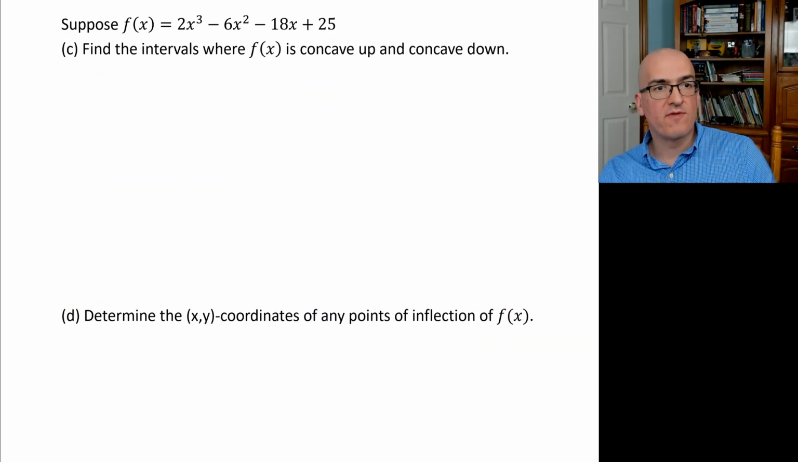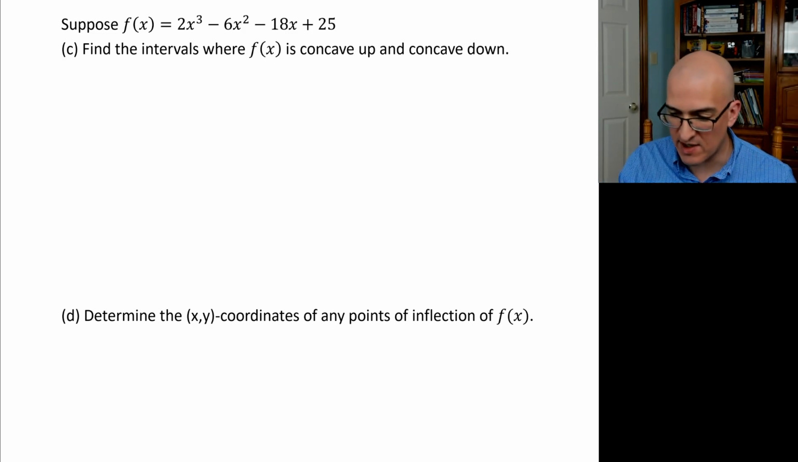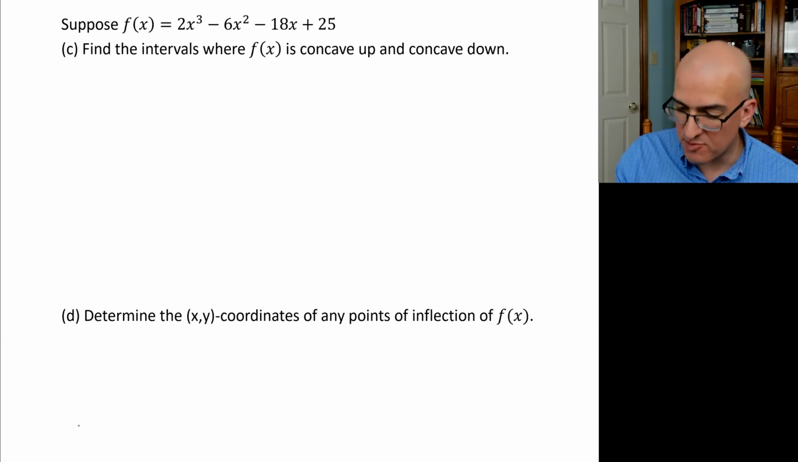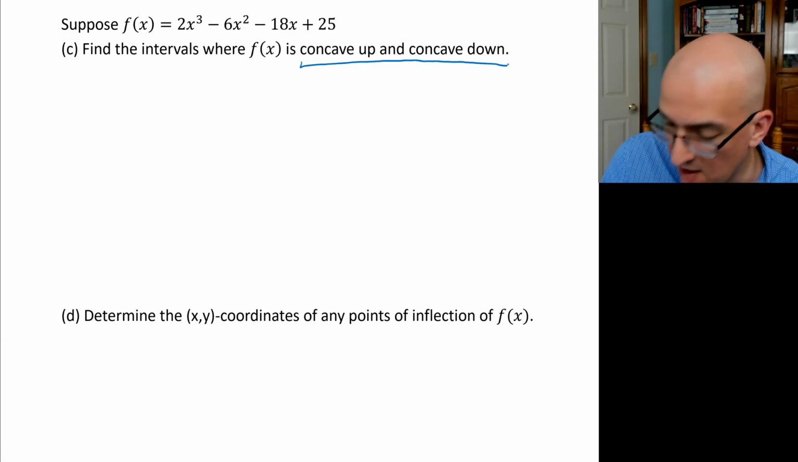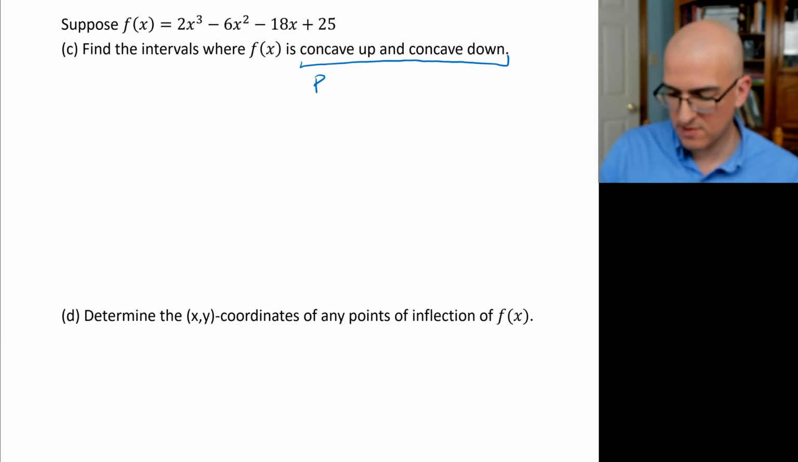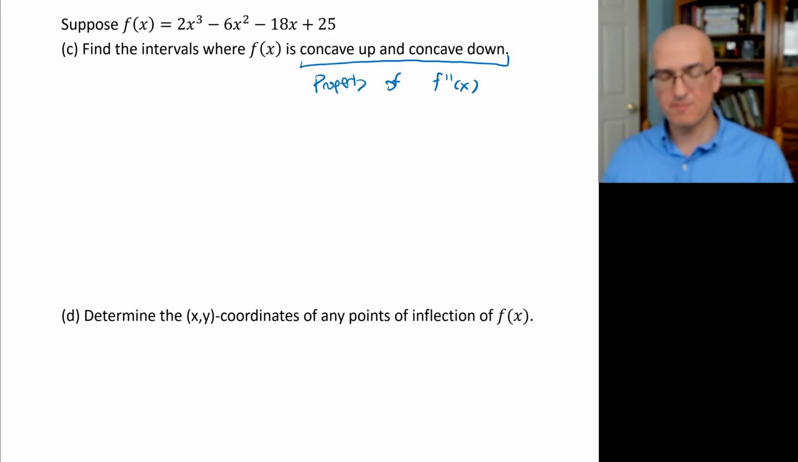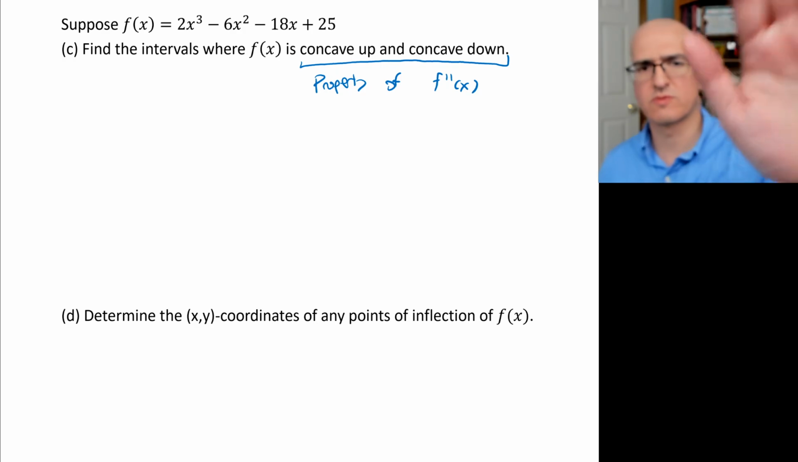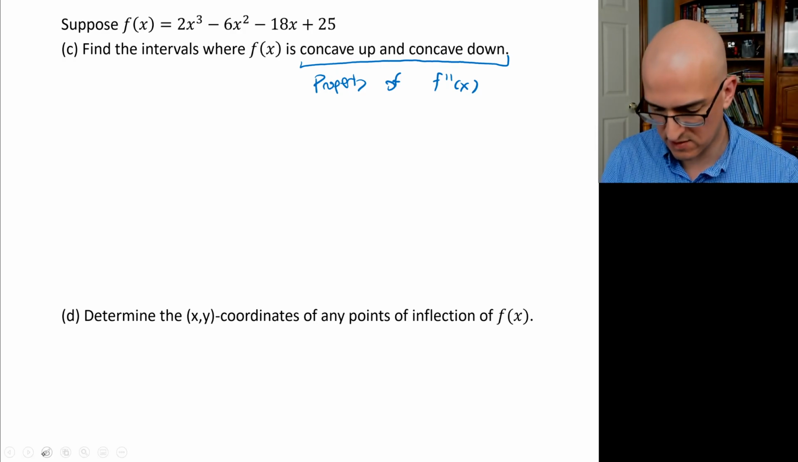Part C. Find the intervals where this function is concave up and the intervals where this function is concave down. Concavity is a property of the second derivative. That means we need to find f double prime and do some analysis of it. My camera is not focusing right.